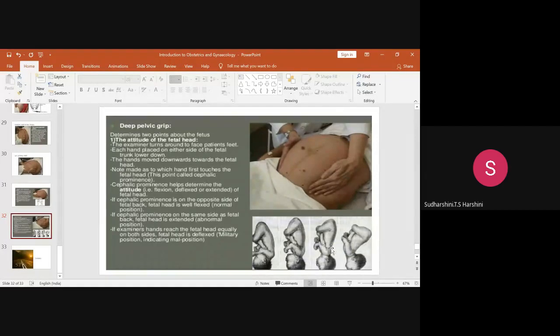Come to the lower picture. Suppose the baby is like this. If it's in the face presentation and you're palpating with this hand, the first prominence that you're going to feel will be the occiput on this side, right? And on this side, the first prominence that you're going to feel will be the mentum. So it will determine. And then you see that the occiput is at a higher level when compared to the mentum. Mentum is the chin, and that means the baby's head is deflexed or completely extended.